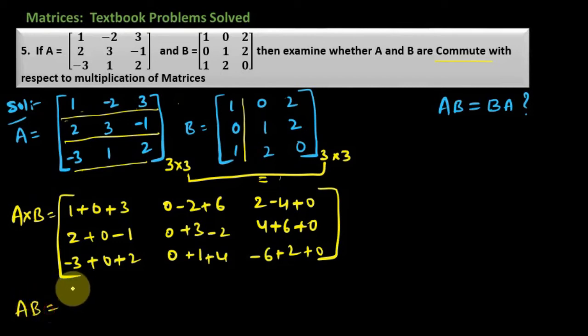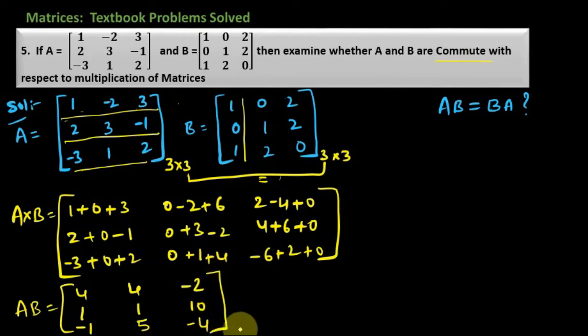Okay, AB is equal to how much? 1 plus 3 is 4, minus 2 plus 6 is again 4, 2 minus 4 is minus 2, here 2 minus 1 is 1, here 3 minus 2 is 1, here 4 plus 6 is 10, then last minus 3 plus 2 is minus 1, and here 1 plus 4 is 5, and last minus 6 plus 2 is minus 4.